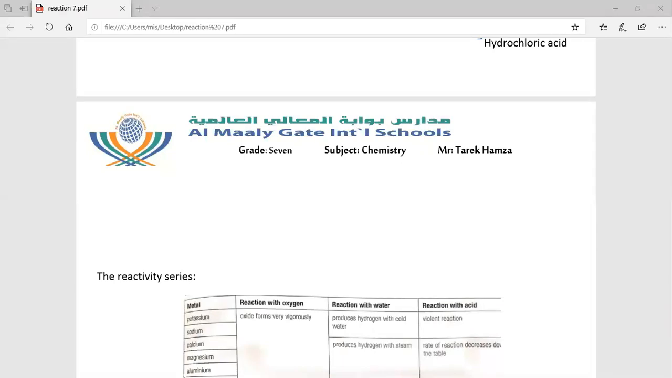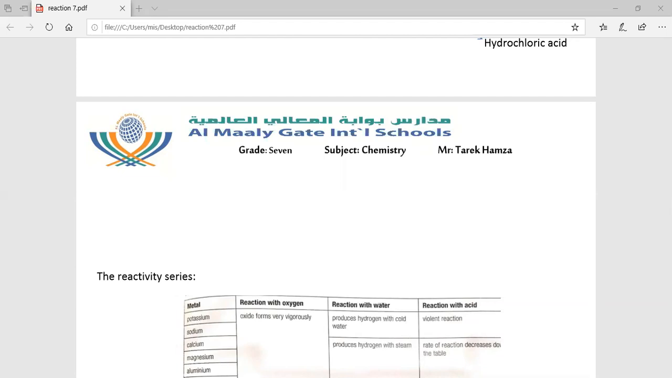Number one, sodium. Any metal that reacts with hydrochloric acid produces two products: metal chloride and hydrogen. Again, any metal that reacts with hydrochloric acid produces two products, metal chloride and hydrogen.